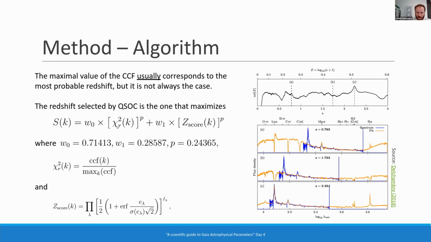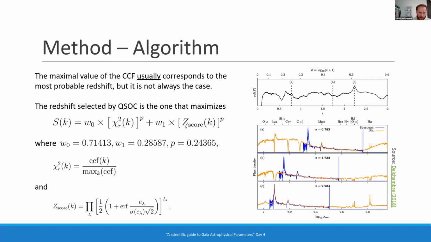Actually, what is the chi-square ratio? This is simply the value of the cross-correlation function considered at a given point divided by the maximum. So for example, here, point C will have a chi-square ratio equal to 1, while if we are going lower and lower, we will tend to 0. So it stands between 0 and 1.